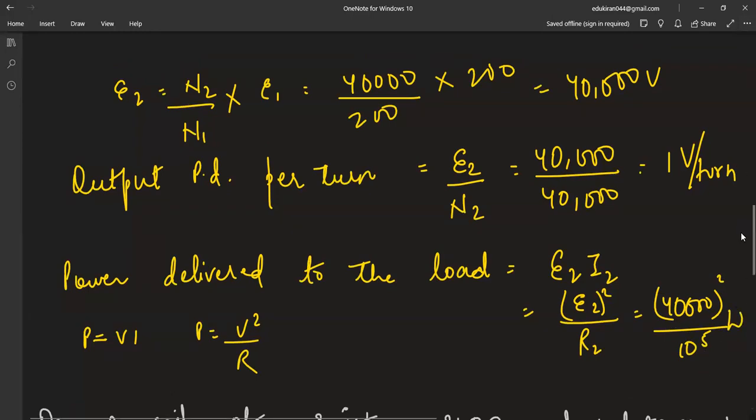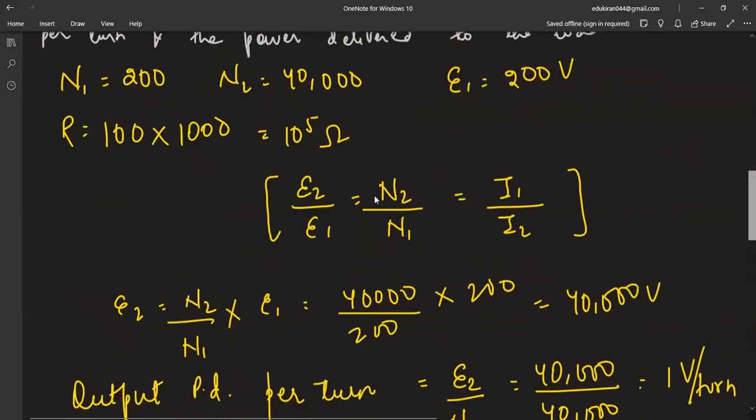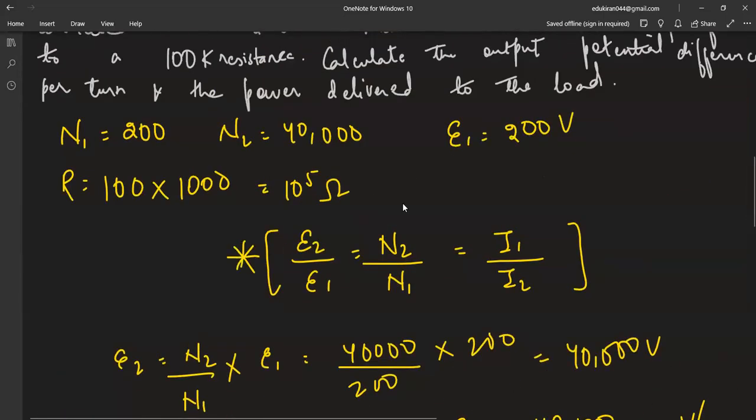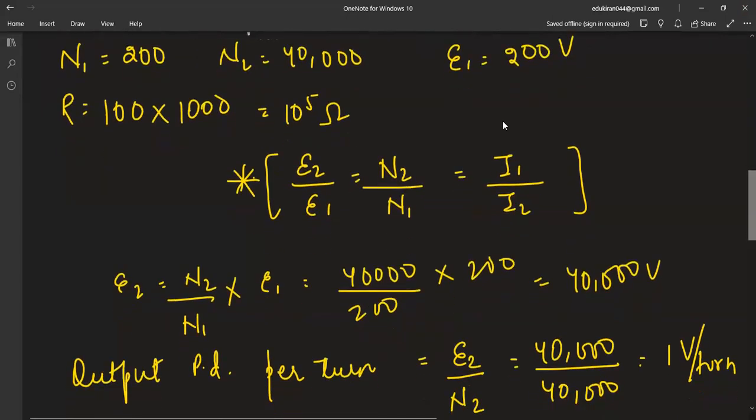This is how you have to solve the lengthy questions. But class, please remember this relation. This relation is very important for solving all the questions of this chapter. Write this down. One question we'll discuss.